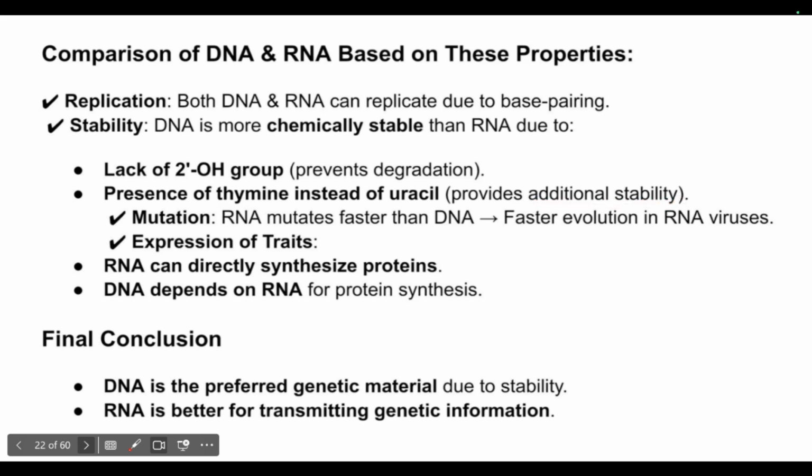RNA, being unstable, mutates faster than DNA, and this leads to faster evolution of RNA viruses. With respect to expression of traits, RNA can directly express and synthesize protein, whereas DNA cannot directly synthesize protein. It depends on RNA for protein synthesis. So seeing all these points, we can conclude that DNA is the preferred genetic material because of its stability, whereas RNA is better for transmitting the genetic information.